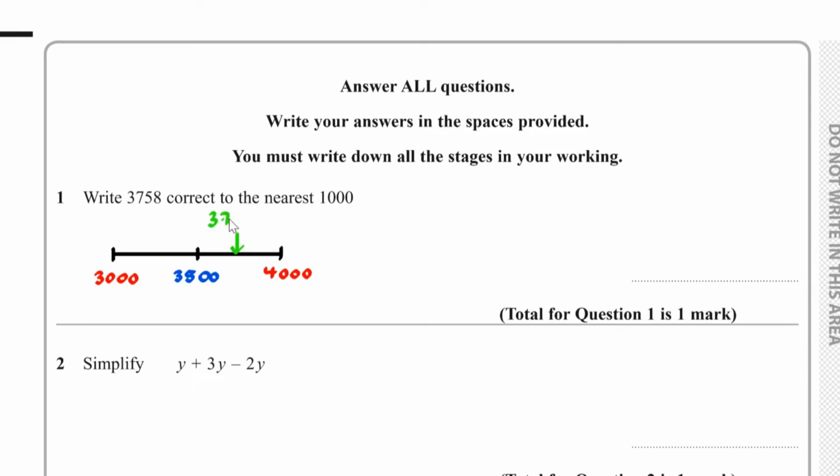We've got 3,758. Because this number is 3,500 or greater, we would have to round up to the 4,000.